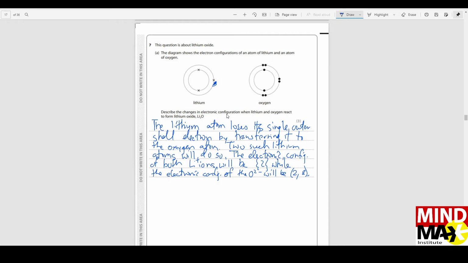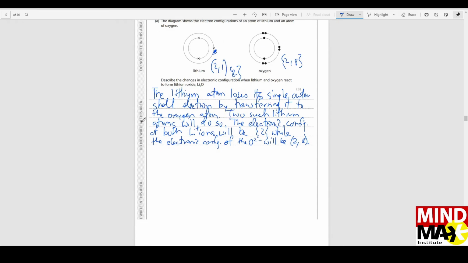So 2 of the lithium atoms give their outer electrons. Previously they were 2,1. After the electron has been transferred to the oxygen, they become simply 2. And the oxygen, previously it was 2,6, now becomes 2,8 by taking 2 electrons from 2 separate lithium atoms.